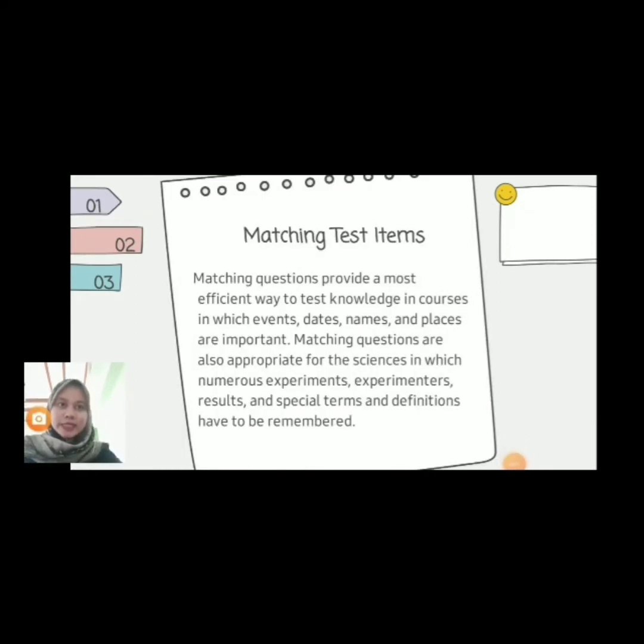And the next slide is matching test items. Matching questions provide a most efficient way to test knowledge in courses in which events, dates, names, and places are important. Matching questions are also appropriate for the sciences in which numerous experiments, experimenters, results, and special terms and definitions have to be remembered.